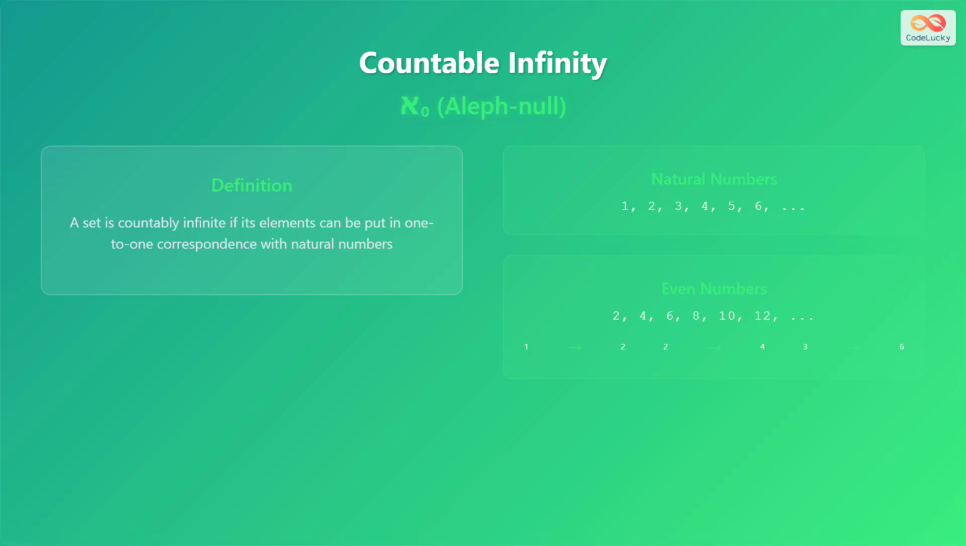Let's explore our first type of infinity, which is countable infinity. This type of infinity is denoted by Aleph null. A set is countably infinite if its elements can be put into one-to-one correspondence with natural numbers. Natural numbers like 1, 2, 3, 4, 5, 6, and so on are examples of countably infinite sets. Even numbers such as 2, 4, 6, 8, 10, 12, and so on can be mapped to natural numbers, making them countably infinite as well.